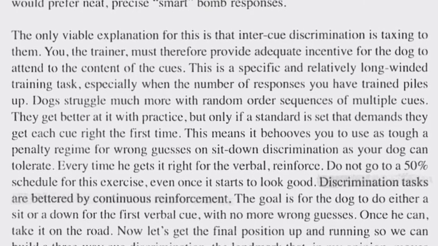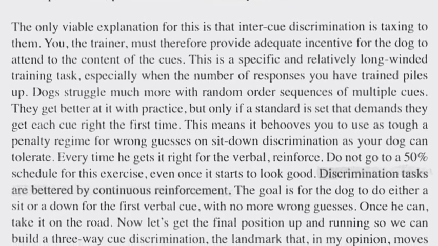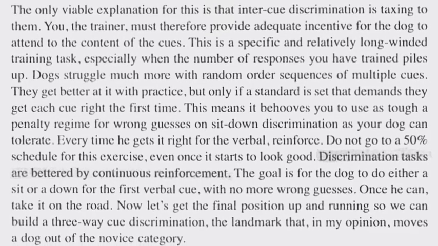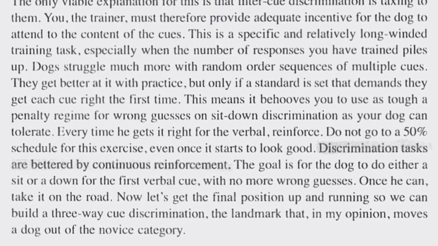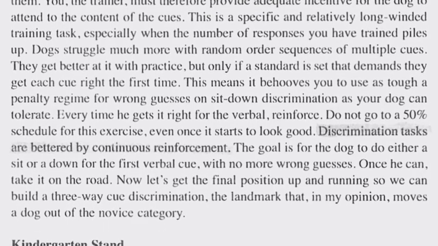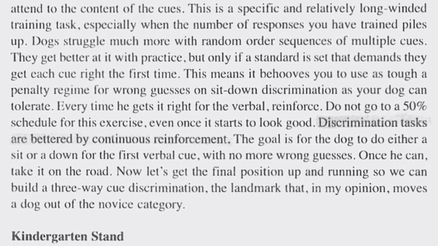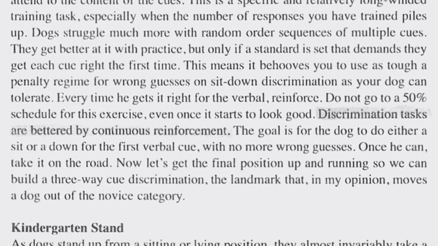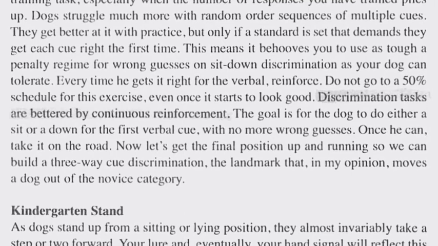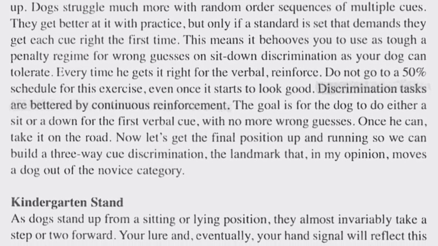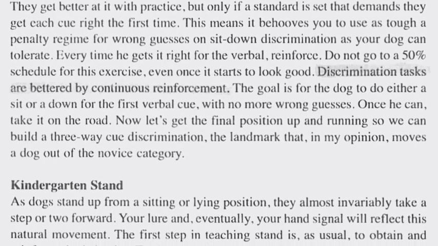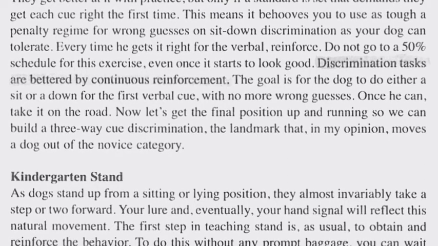Dogs struggle much more with random order sequences of multiple cues. They get better at it with practice, but only if a standard is set that demands they get each cue right the first time. This means it behooves you to use as tough a penalty regime for wrong guesses on sit-down discrimination as your dog can tolerate. Every time he gets it right, use the verbal reinforcer. Do not go to a 50% schedule for this exercise, even once it starts to look good. Discrimination tasks are bettered by continuous reinforcement. The goal is for the dog to do either a sit or a down for the first verbal cue with no more wrong guesses. Once he can, take it on the road.